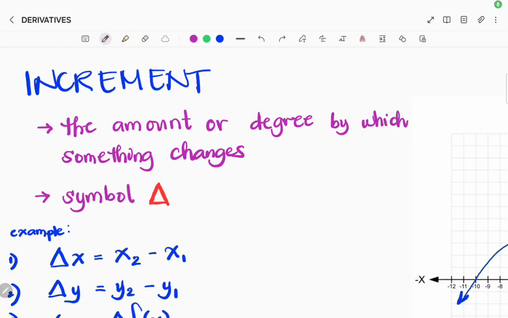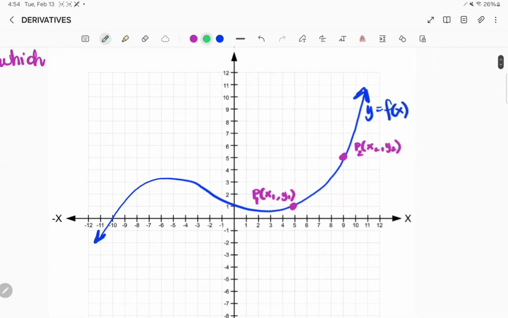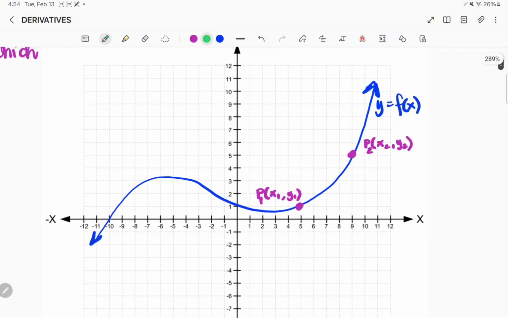In this video, we will be discussing increment. Increment is the amount or degree by which something changes. In symbol, we will be using the uppercase Greek letter delta. Okay, so let's apply this increment to the given function.